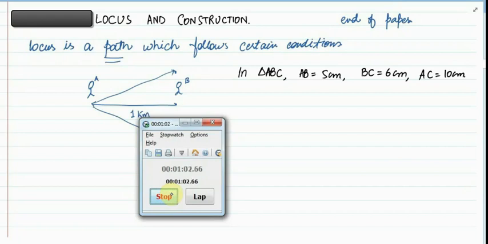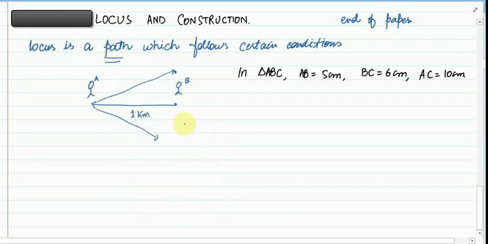Done? Take your time, you still have time. Take your time to construct the triangle ABC.